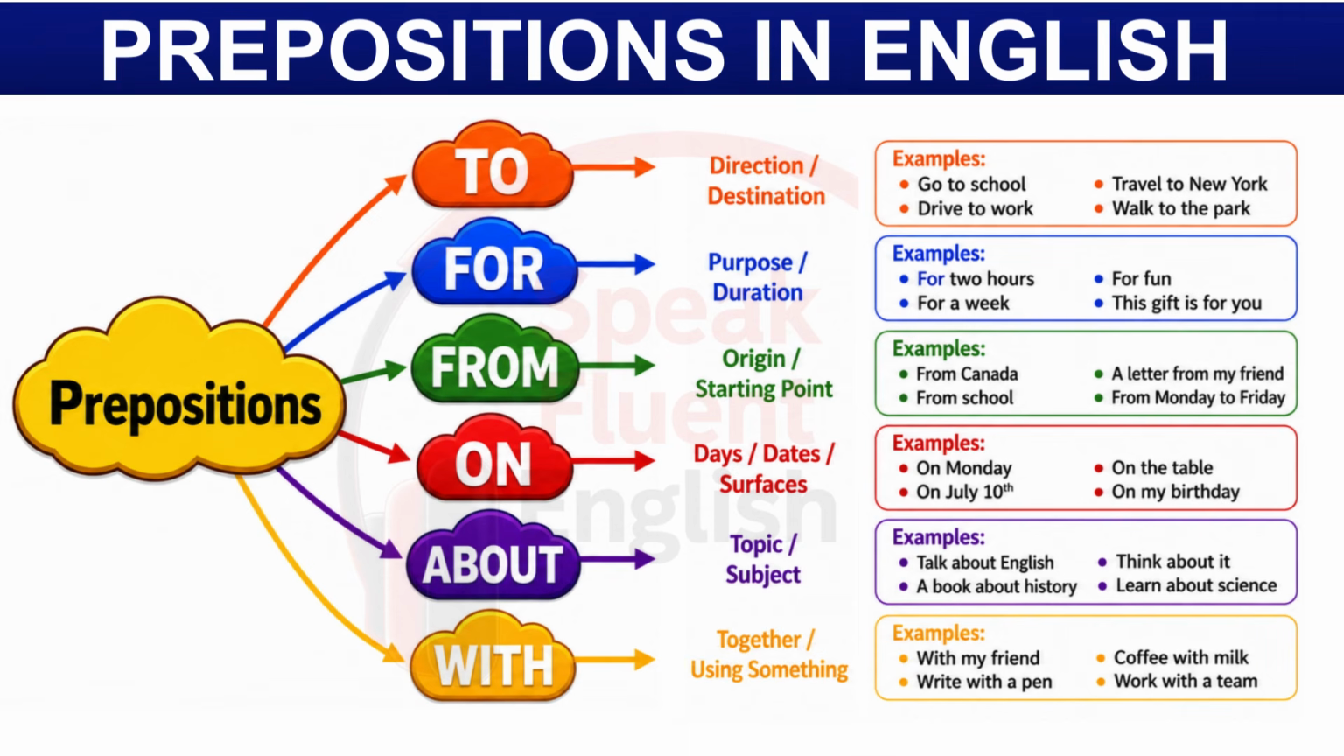Finally, with. With means together with someone or using something. Let's look at some examples. With my friend. I went shopping with my friend. Write with a pen. Please write with a pen.